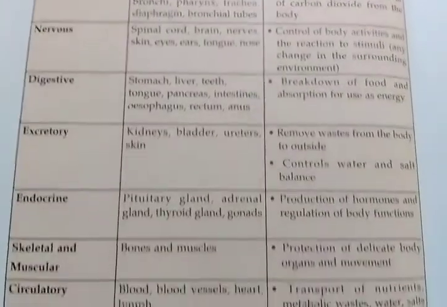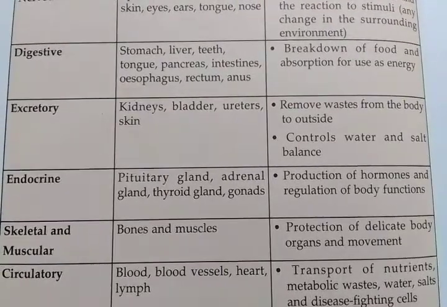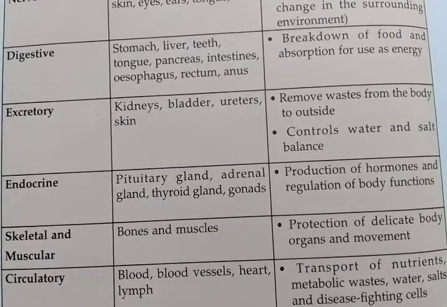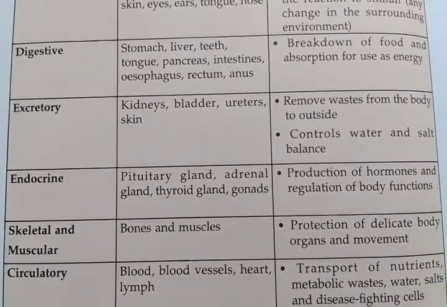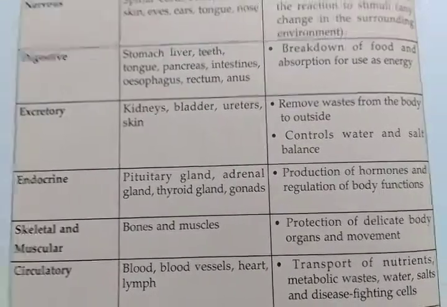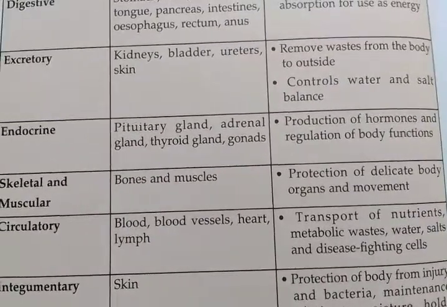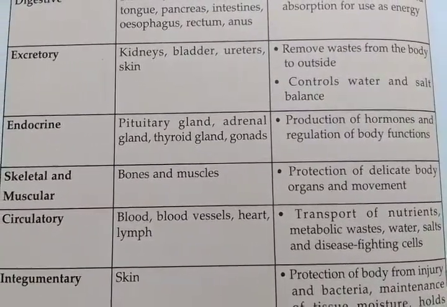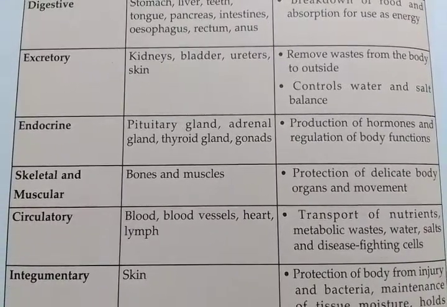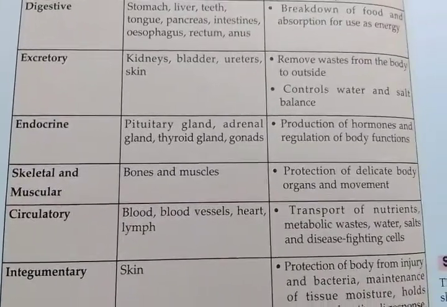Next is digestive system, and the organs included are stomach, liver, teeth, tongue, pancreas, intestines, esophagus, rectum, anus. And functions of the digestive system are breakdown of food and absorption for use and energy. Excretory system. Organs included are kidneys, bladder, uterus, skin. And functions are to remove wastes from the body to outside and control water and salt balance.